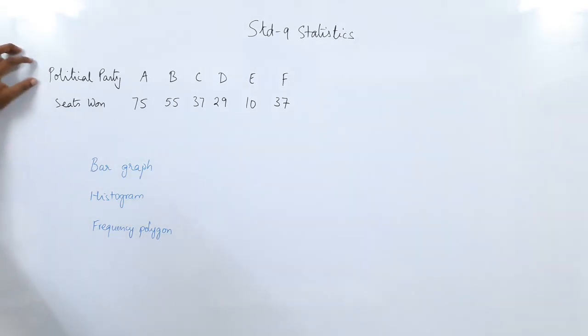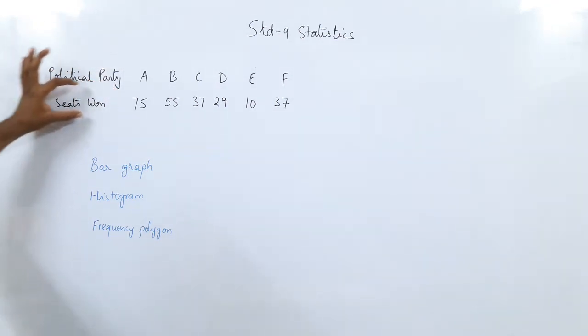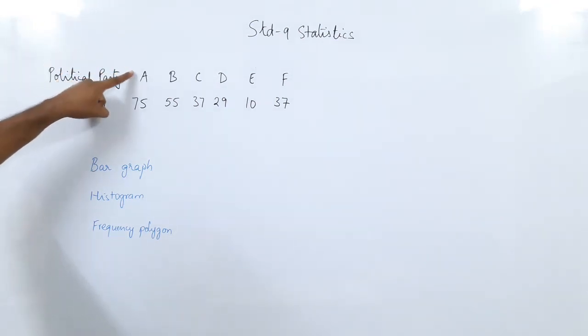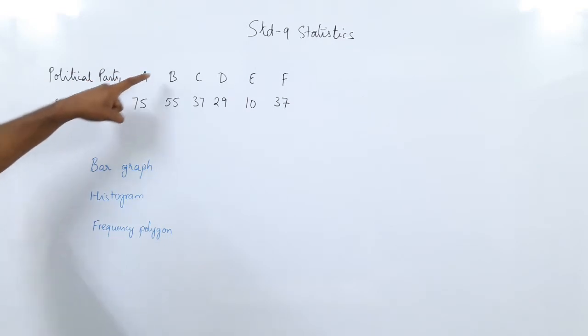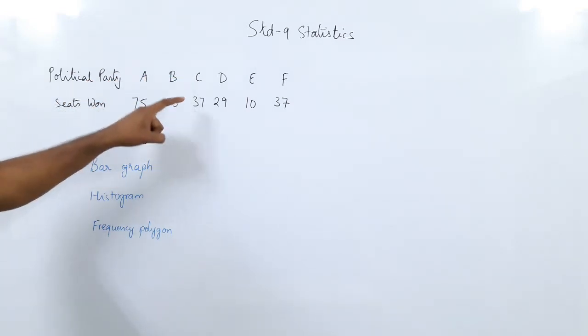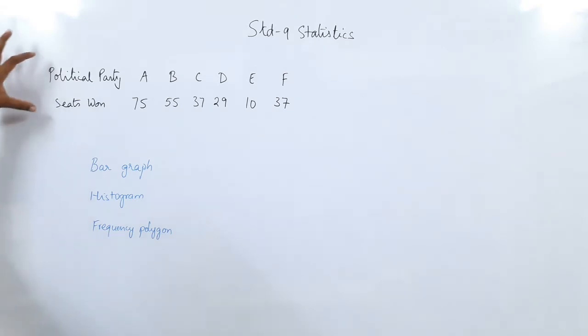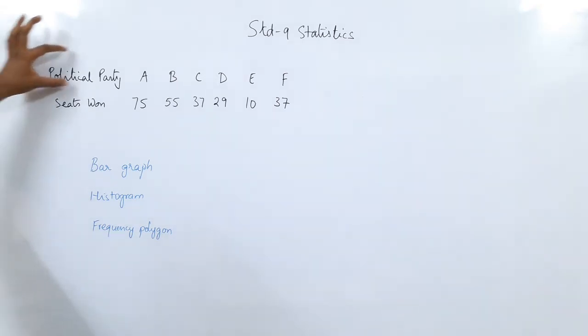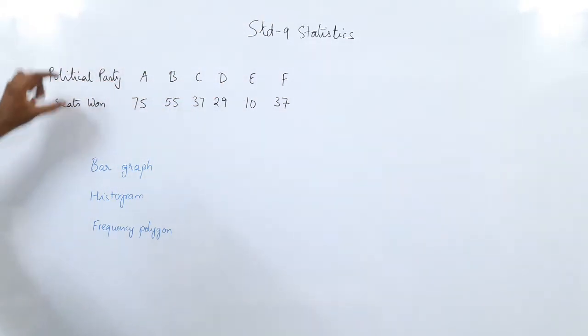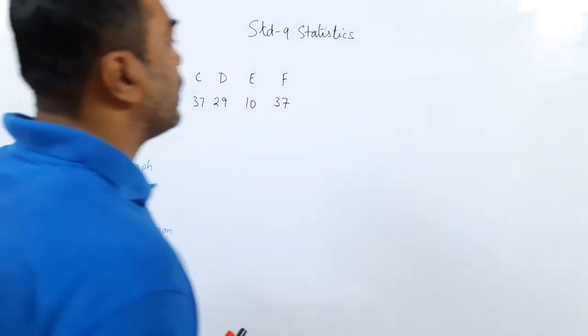So look at this first sum. Look at this table. There is a political party which has won some seats. Party A has won 75 seats, Party B 55, Party C 37, and so on. So we have to represent this in the form of a graph. You can see this data is non-numeric data, so we will choose the bar graph. How will we draw the bar graph?